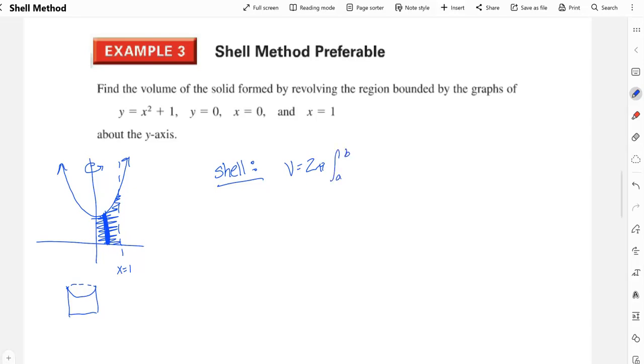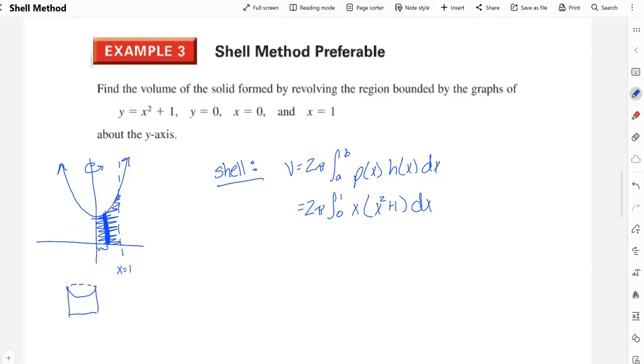This is a vertical axis of revolution, so we're thinking about things in terms of x. In this case, we would integrate from 0 to 1. That's the bounds of the region. The distance to the axis of revolution is x. That's talking about this distance here. The height of the figure, so the height of that representative rectangle, is going to change along that quadratic. That's going to be x squared plus 1 dx. So there's my setup for shell.